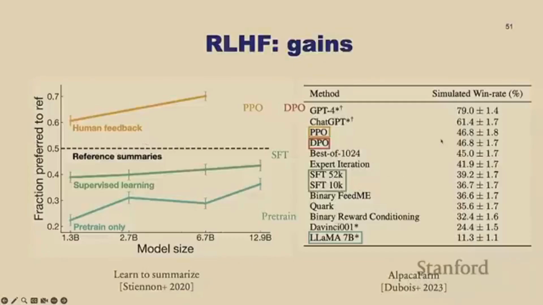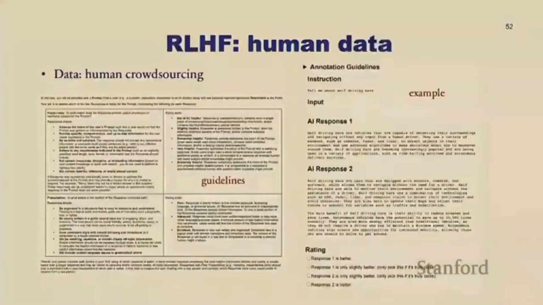Same thing on a paper that we have, AlpacaFarm. The evaluation here is not too important, but you see the pre-trained model, you jump to SFT, and then you jump to PPO and DPO, and PPO and DPO have the exact same performance. So basically, RLHF helps. That's the conclusion, and DPO is simple.